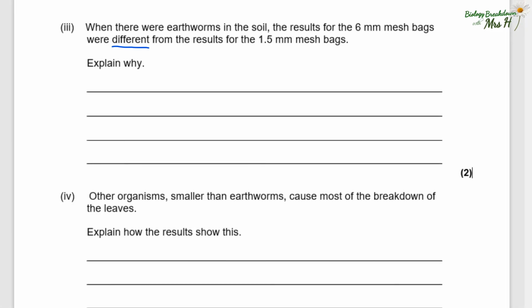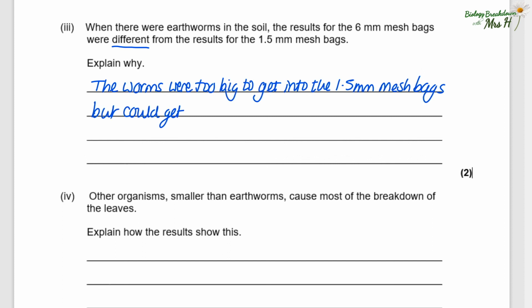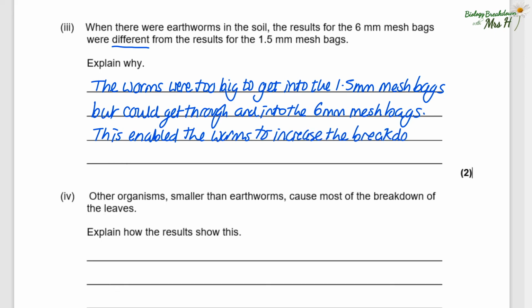When there were earthworms in the soil, the results for the 6 millimeter mesh bags were different from the results for the 1.5 millimeter mesh bags. They are using the word different. You're not allowed to say different. You need to say in which way they're different, whether increased or decreased, and give details. Explain why. The worms were too big to get into the 1.5 millimeter mesh bags, but could get through and into the 6 millimeter mesh bags. This enabled the worms to increase the breakdown of the leaves because they ate them.